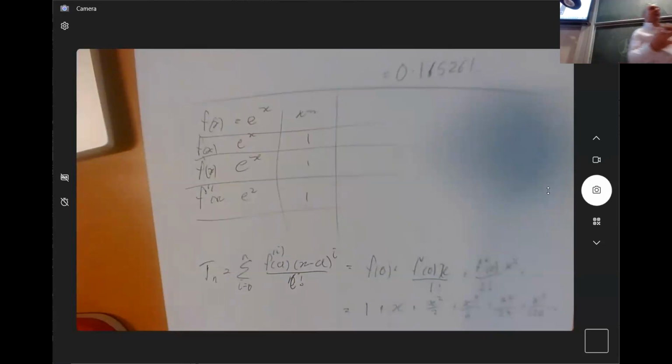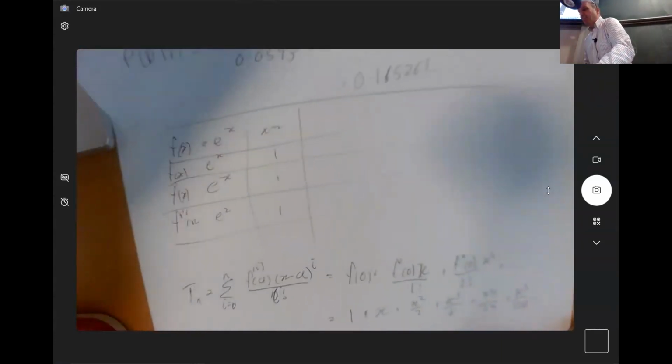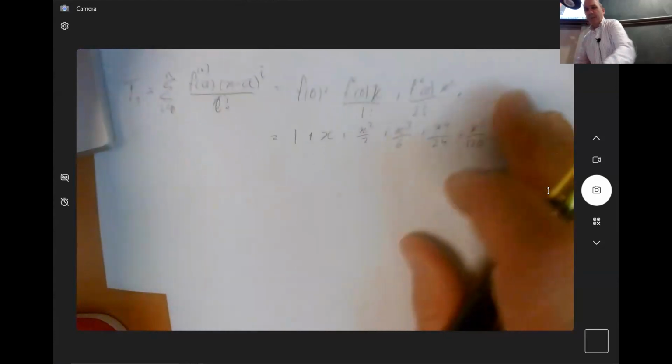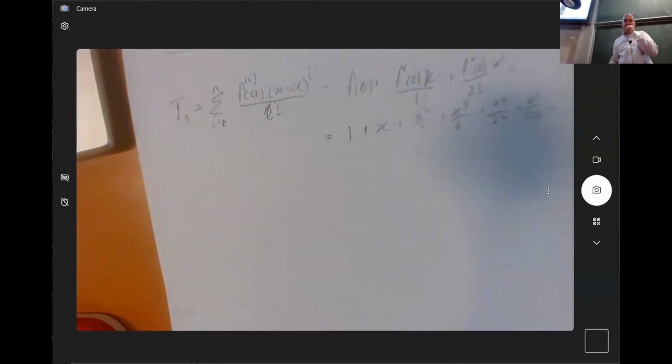So sometimes we can actually recognize the function that we're dealing with, okay? And so you should be able to recognize the Taylor series for e to the x.